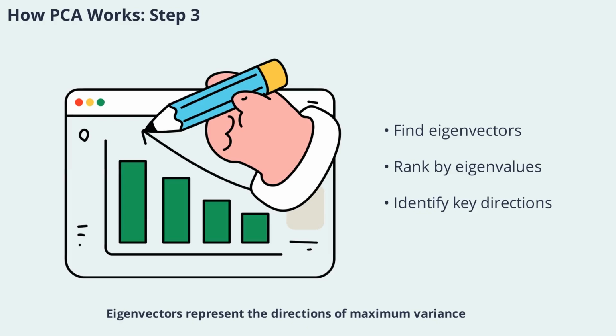The third step in PCA is to calculate the eigenvectors and eigenvalues of the covariance matrix. Eigenvectors represent the directions of maximum variance, while eigenvalues indicate the magnitude of variance in those directions. By ranking the eigenvectors by their eigenvalues, we can identify the most important directions in the data.